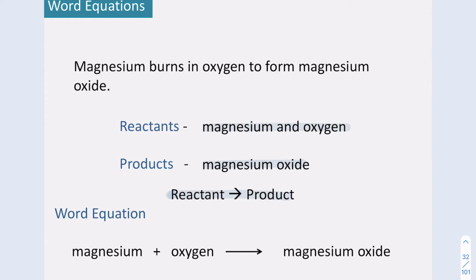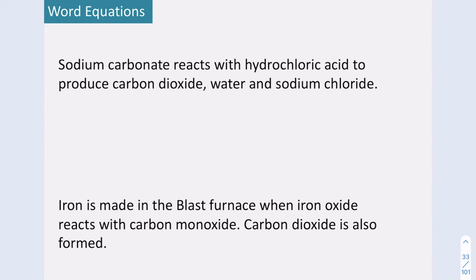then you can write magnesium plus oxygen gives you magnesium oxide. So here we have some more. We've got sodium carbonate reacts with hydrochloric acid to produce carbon dioxide, water and sodium chloride. So you want to have a look at some of the words around the chemicals to help you understand if it's going to be a reactant or a product.